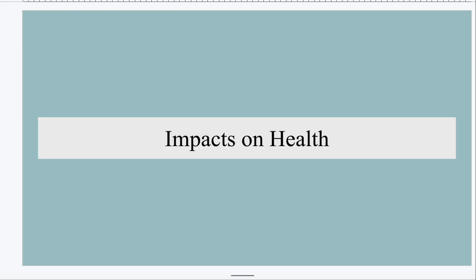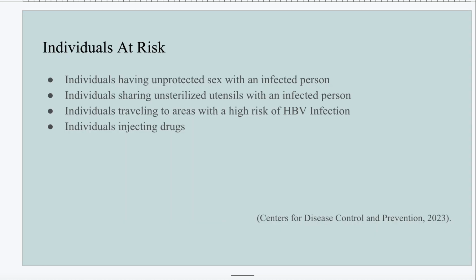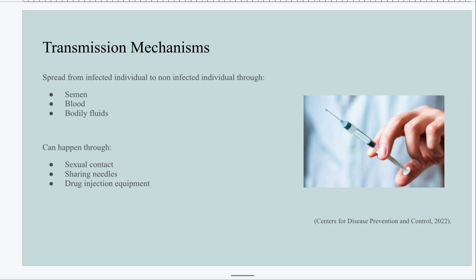Next, we will be talking about the impacts on health. Individuals at risk for hepatitis B virus are individuals having unprotected sex with an infected person, individuals sharing unsterilized utensils with an infected person, individuals traveling to areas with a high risk of hepatitis B infection, and individuals injecting drugs. Transmission mechanisms: it's spread from an infected individual to a non-infected individual through semen, blood, and bodily fluids, and this can happen through sexual contact, sharing needles, and drug injection equipment.